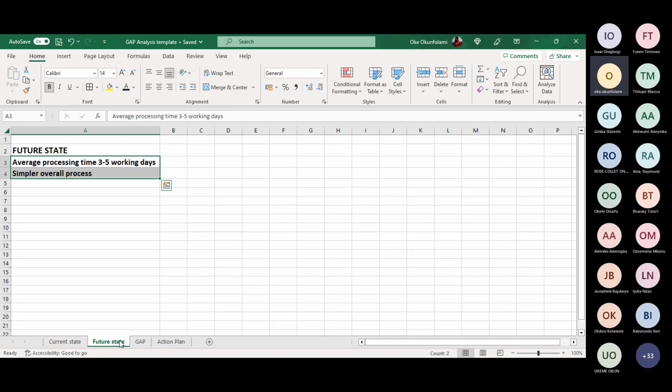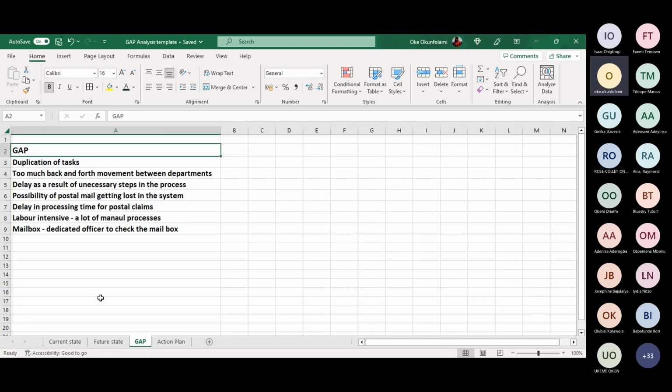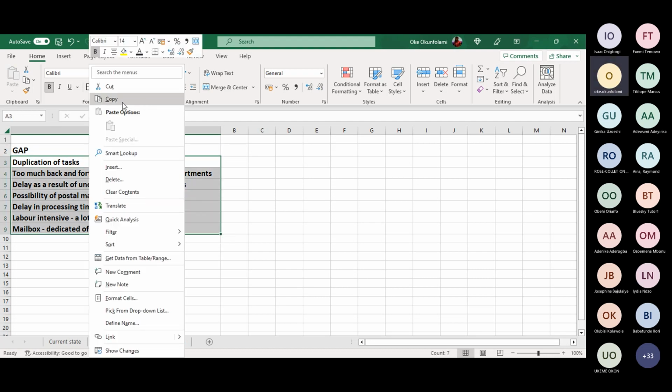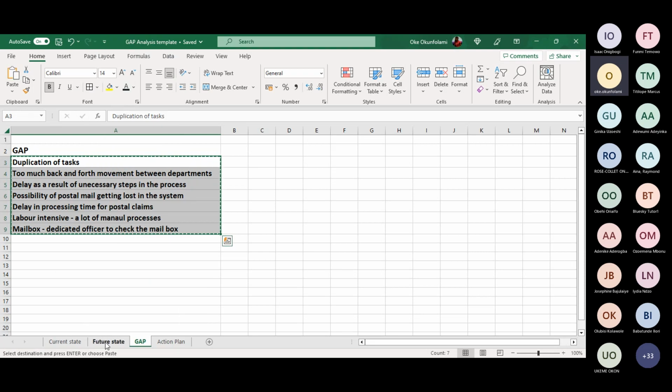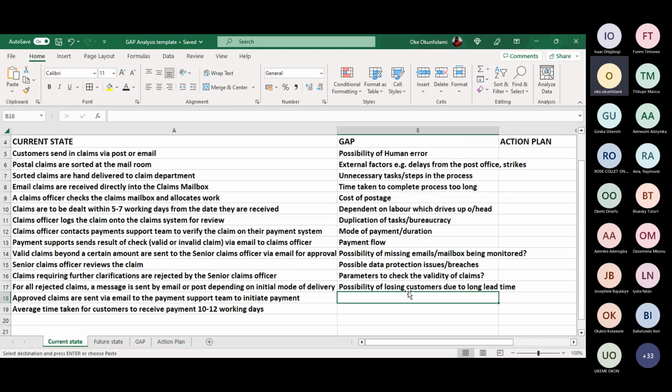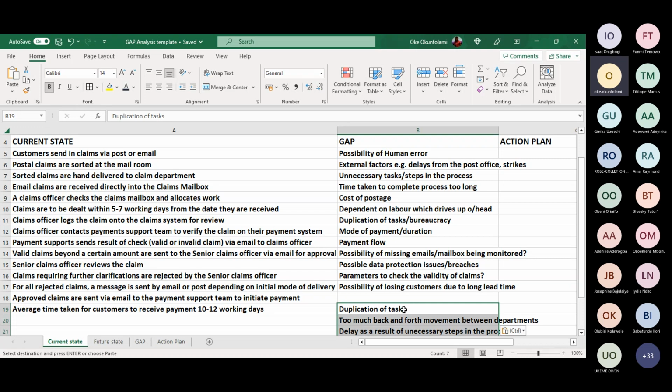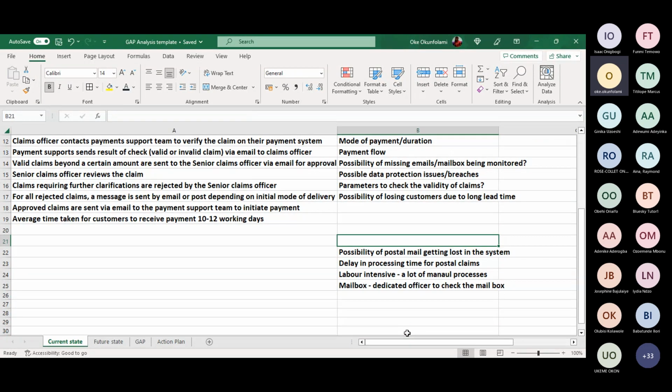So let me go to our future state. Okay, so I have my gap now. I'm going to copy this and we'll see if there are any new ones from mine. Okay, so I have duplication of tasks here, so that's fine. We've said that one. Too much back and forth movement between departments. So that's also the unnecessary tasks or steps in the process, or even the bureaucracy. And that results in delay as well, so time taken to complete the process.